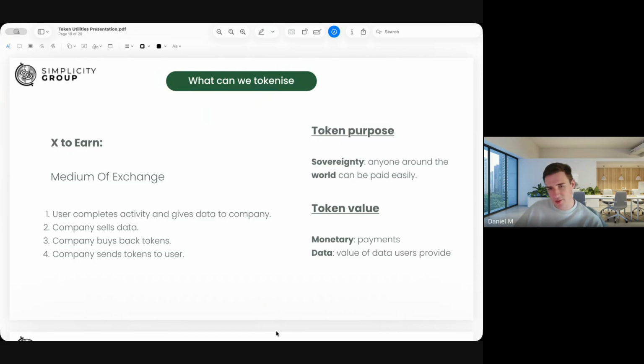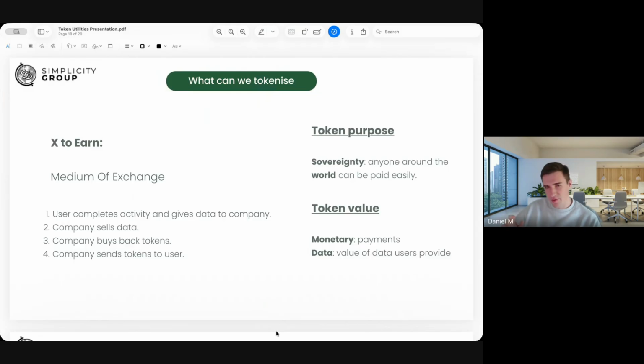So yeah, the user completes the activity, the company gets data, the company sells that data, in turn it buys back tokens and sends those tokens to its users. Now, the token purpose here is sovereignty. Anyone, anywhere around the world can be paid. With X2Earn, you'll typically see it is lower tier, less economically developed countries, let's say, where you have most of your users, because for them, that small amount of money is much more of a differentiator in their life compared to more economically developed countries. And the token value here is monetary in terms of payments, and then data, the value that the data users provide.